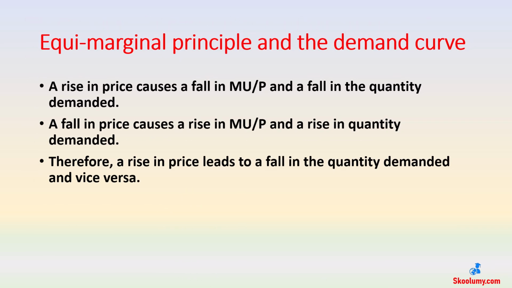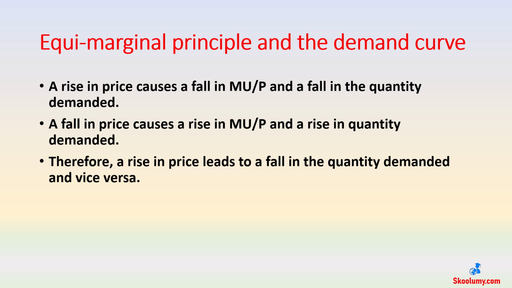We can also explain the relationship between price and quantity demanded by using the equimarginal principle formula: marginal utility of good A divided by the price of good A. Rational consumers will buy more units of a product when the marginal utility per price rises. If the marginal utility per price decreases, they will purchase fewer units.